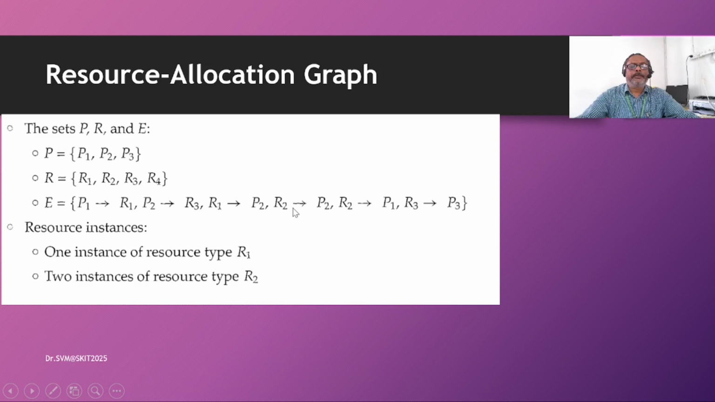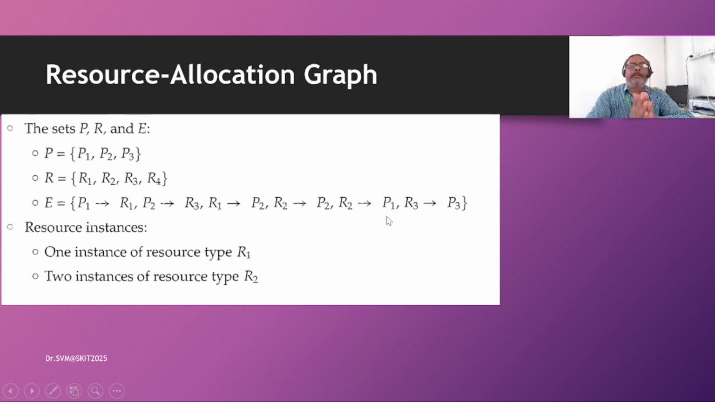Okay, how is that possible? So let's check what is given further in the problem. It says one instance of resource of type r1, and two instances of resource r2. So there are two instances of r2, therefore one instance of r2 is assigned to p2, another instance of r2 is assigned to p1. Okay, no problem, done. I don't think there is any confusion now, everything is clear.